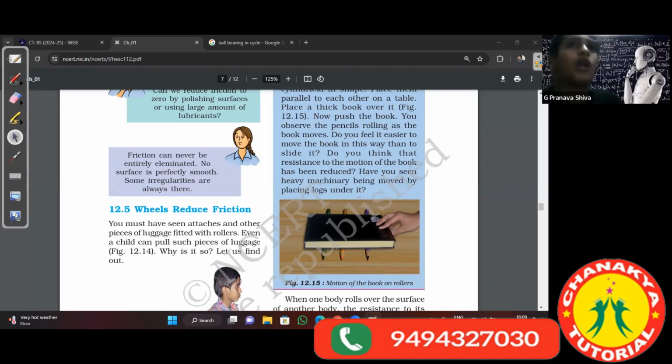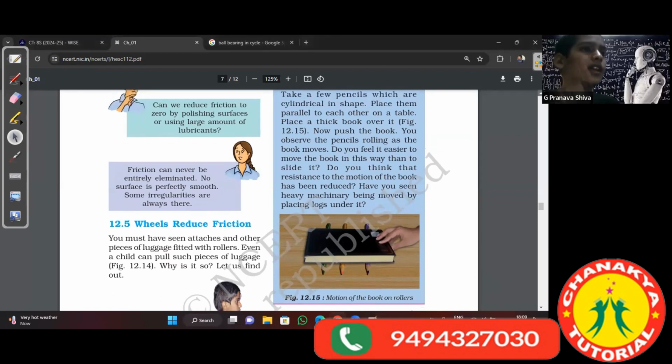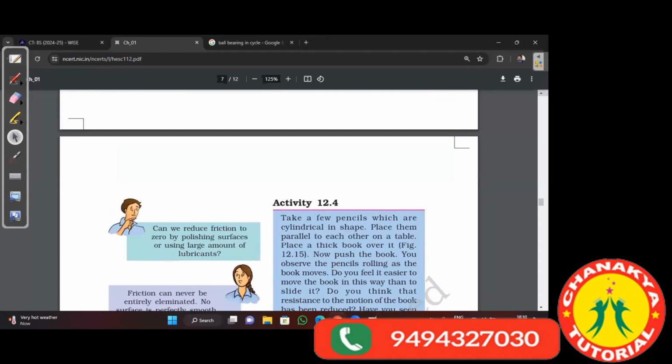Sir, my ball bearing. Okay, ball bearing. What happened to the ball bearings? How can ball bearings reduce friction? See, when the ball bearings are used, the balls start rolling between the two surfaces. So it is the rolling friction which is working, and when you do not use the ball bearings, it will be the sliding friction. So of course we have seen that the sliding friction is more than the rolling friction.